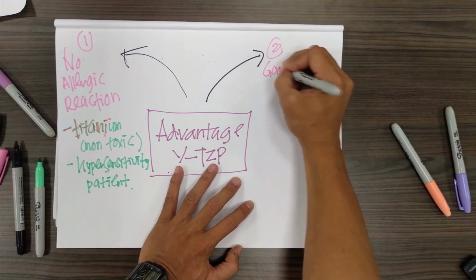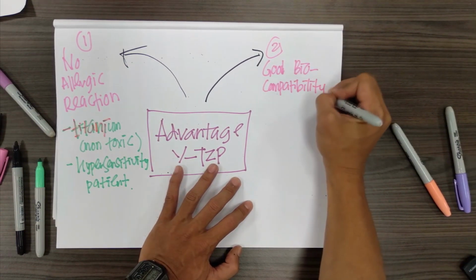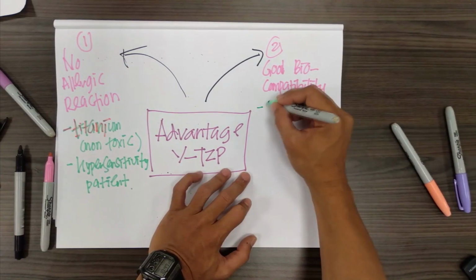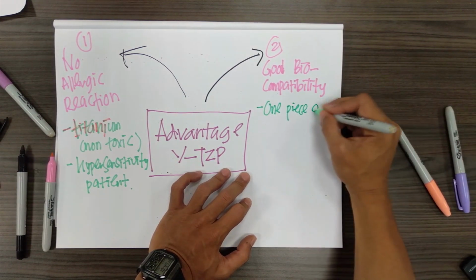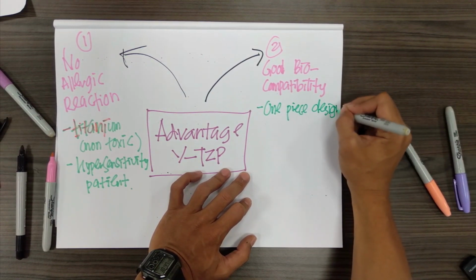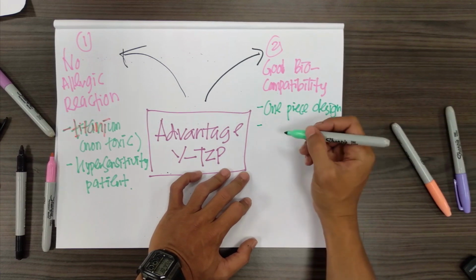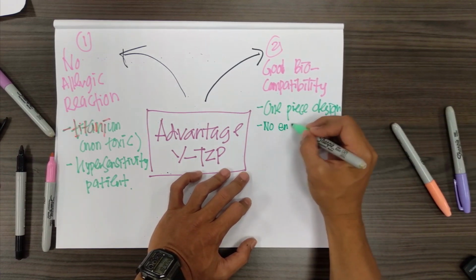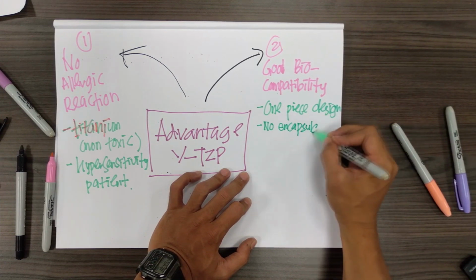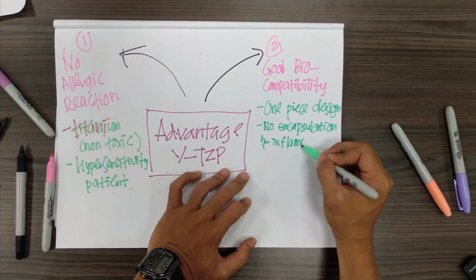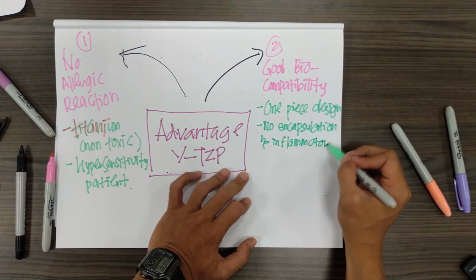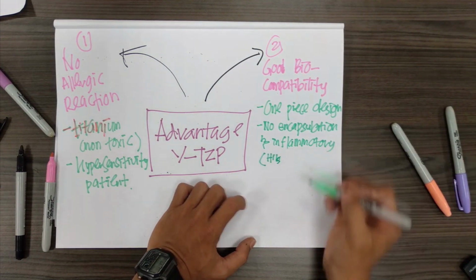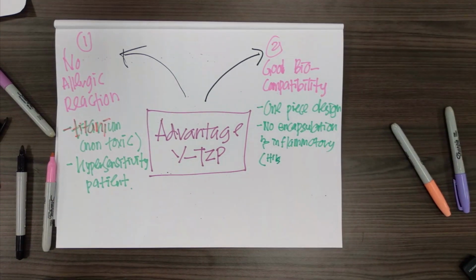Second, the good biocompatibility of the material. Y-TZP dental implant is a one-piece design, so it lowers the degree of penetration by bacteria while it is in your mouth. There are also no encapsulation and inflammatory reaction observed, stated by Hisburgus in 2009.